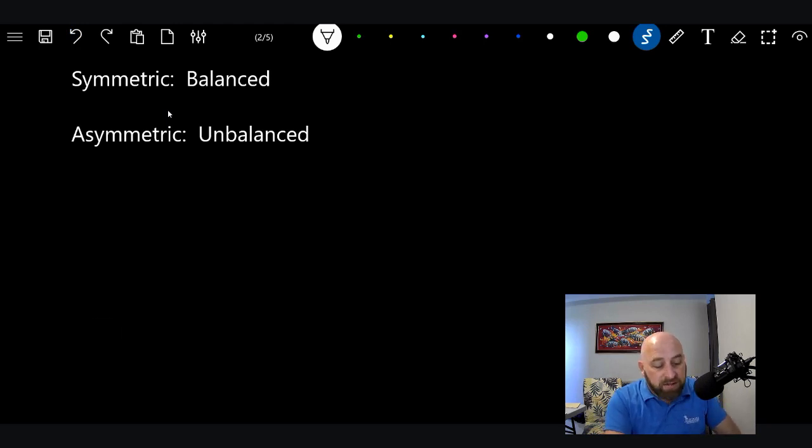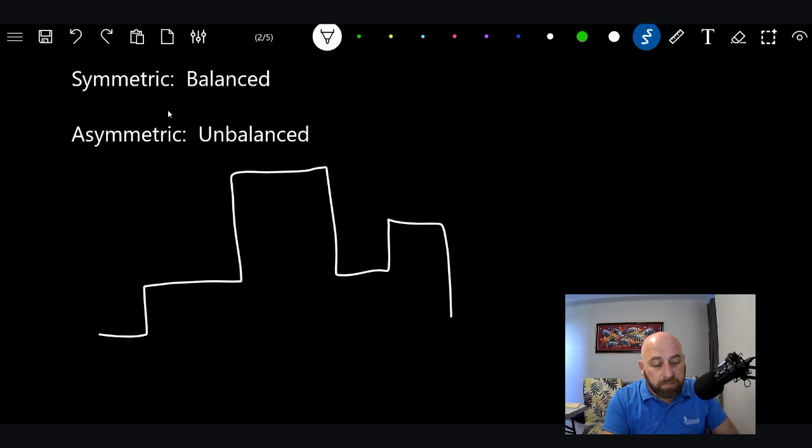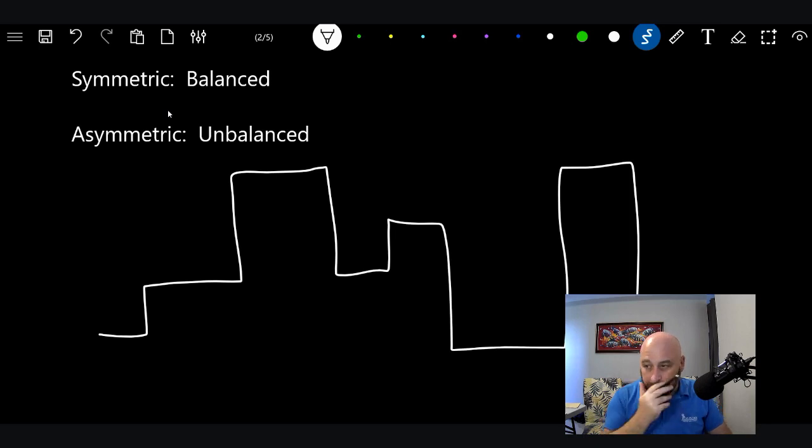Then there's asymmetrical when there's no real rhyme or reason to the chart. Okay? It just kind of does its own thing. It's asymmetrical. It's unbalanced. There's some that are tall, some that are short, okay? And there's no balance between the two. So symmetrical, asymmetrical, balanced, unbalanced.